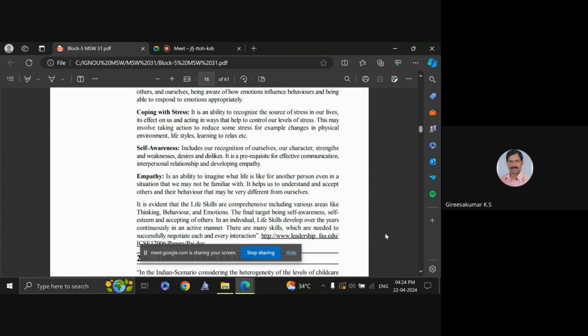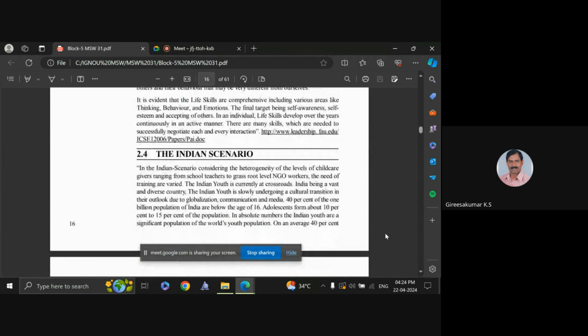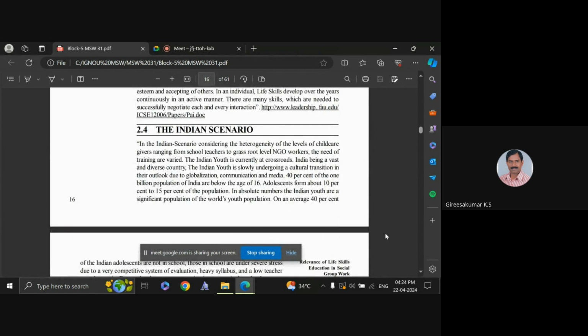Apart from all that, empathy. To imagine what life is like for another person, even in a situation that we may not be familiar with. That is to accept others, their behavior, to understand them. That is empathy. Self-awareness, self-esteem, accepting others. That is empathy, that kind of feeling. And now we pass on to the Indian scenario.